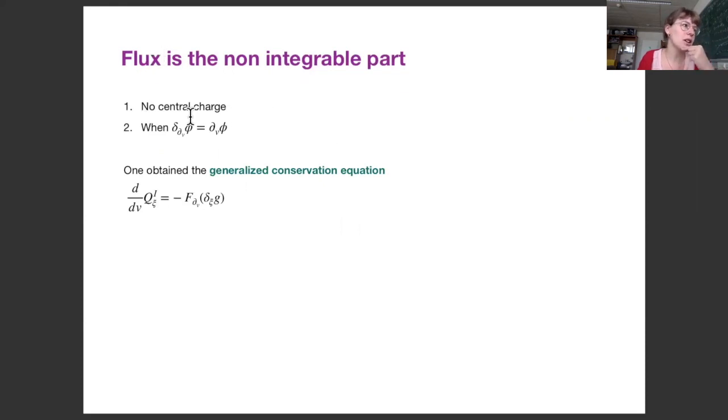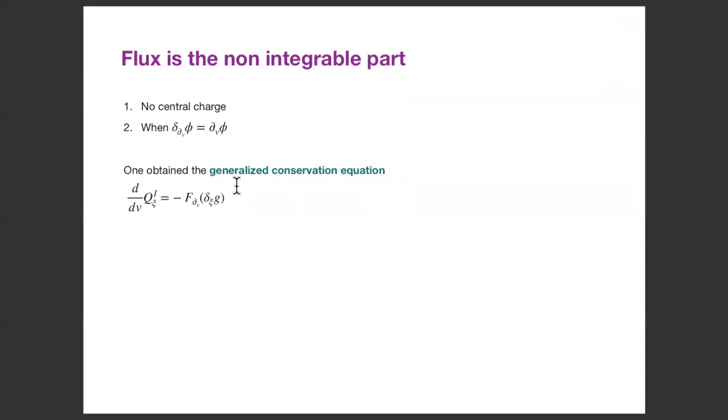And why it's interesting to use this bracket is because now we will see why the non-integrable part is the flux. If you have no central charge and if any quantity in the metric really transforms under the time translation just like the time translation of that field, you can show quite easily that you obtain the generalized conservation equations. That means that the variation over the time of the integrable part of the charge is really given by the flux, the non-integrable part. And so that's why I call it flux during my presentation.